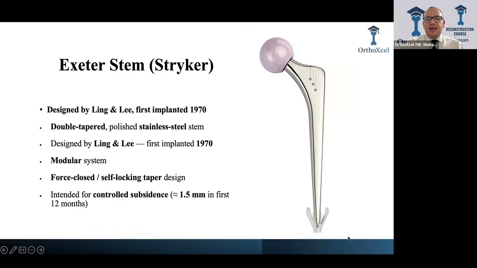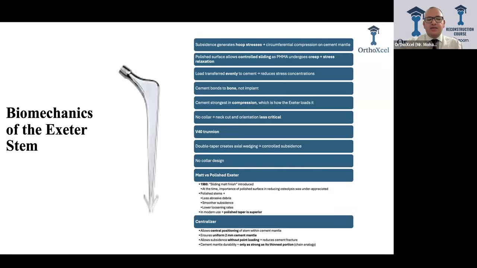The centralizers allow basically for even distribution of the cement around the tip, don't allow the tip to rest on one of the cortices, and allow proper insertion of the implant going all the way down. So with proper cementing, if you have a centralizer, especially if your stem is above 35.5, the centralizer allows for central position in the cement, even distribution of cement around it, and avoids the stem resting on one of the cortices. So yeah, all this we explained.